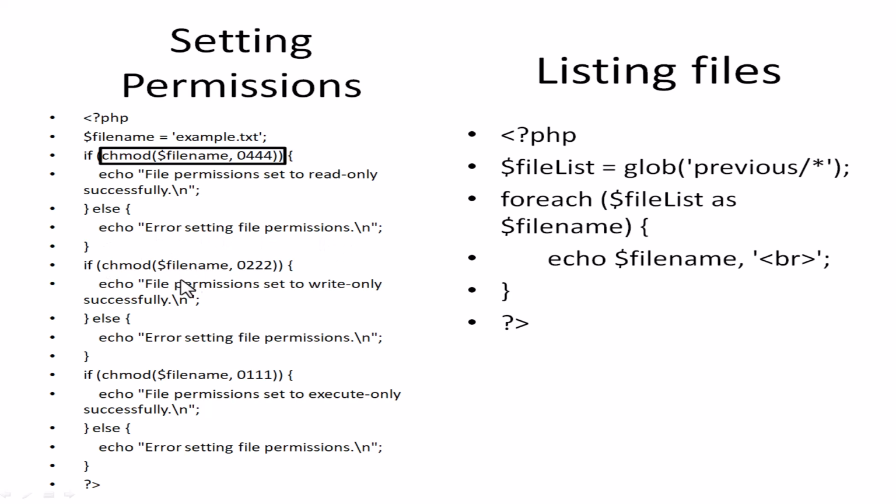Next, here again you are going to check with if chmod on the particular file, where you check 022, then it is going to print that it has write only permission. Next, if you check another one, if it has execute permission only, then it is going to print the message execute only. Else it is going to show the error message, error in settings. Likewise it is going to show the different permissions. Now let us execute the program.